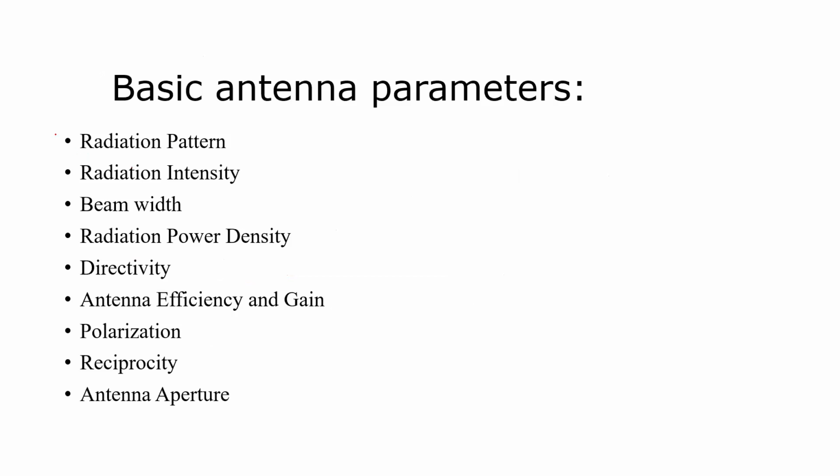Now let's see some basic parameters to understand an antenna. Radiation pattern, radiation intensity, beam width, radiation power density, directivity, antenna efficiency and gain, polarization, reciprocity, antenna aperture, and more. There are many parameters. We see some very important parameters.